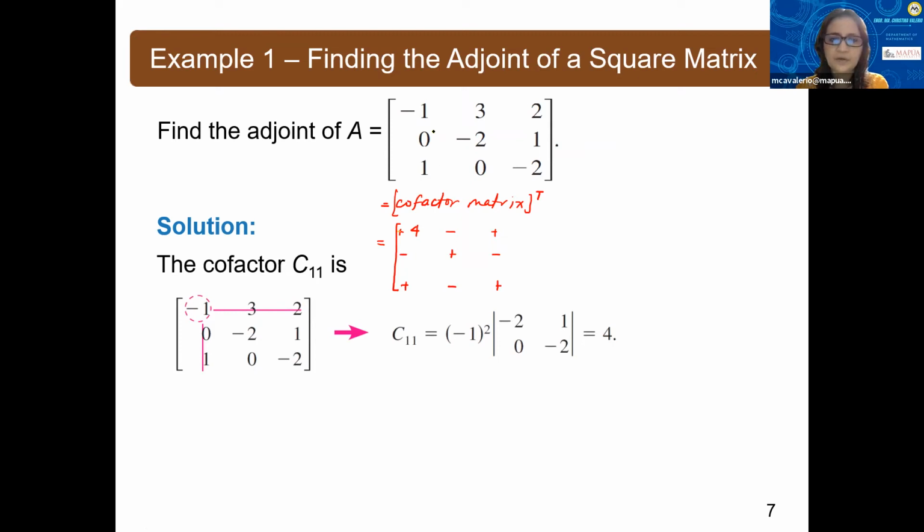Minor 11 is 4. Minor 12, deleting first row, second column, we'll be left with a submatrix that contains entries 0, 1, 1, and negative 2. The determinant of that submatrix, which we refer to as M12, is equivalent to negative 1. And the minor 13, deleting first row, third column, will be positive 2.